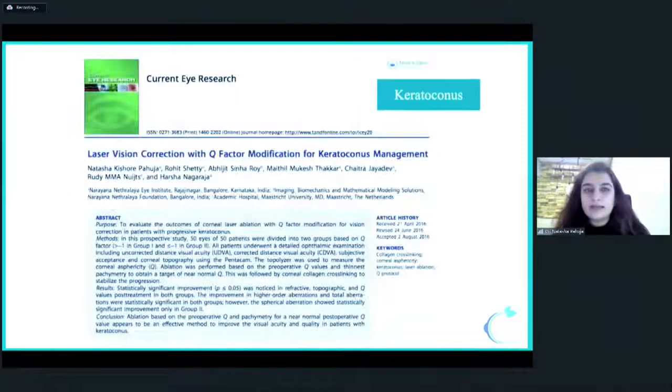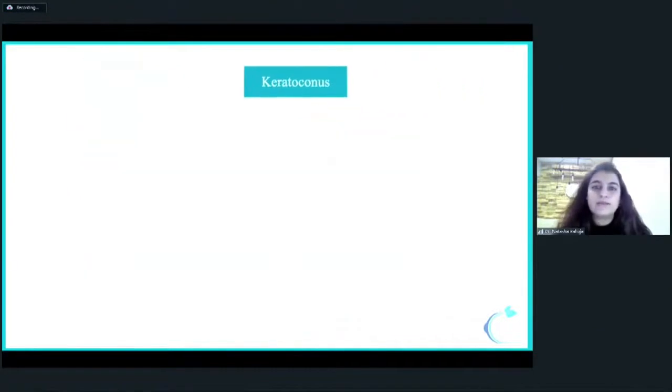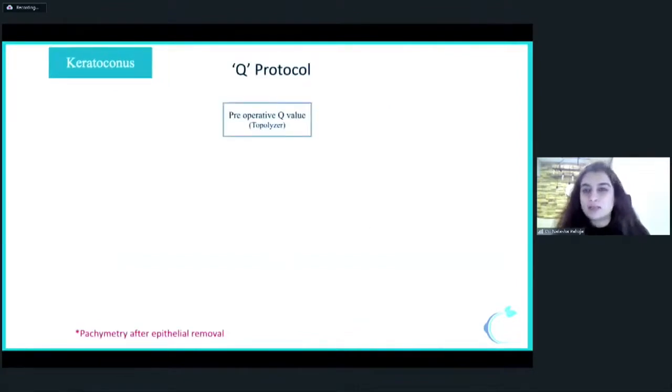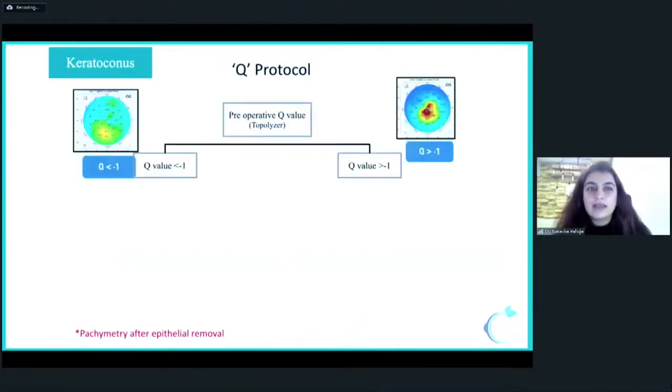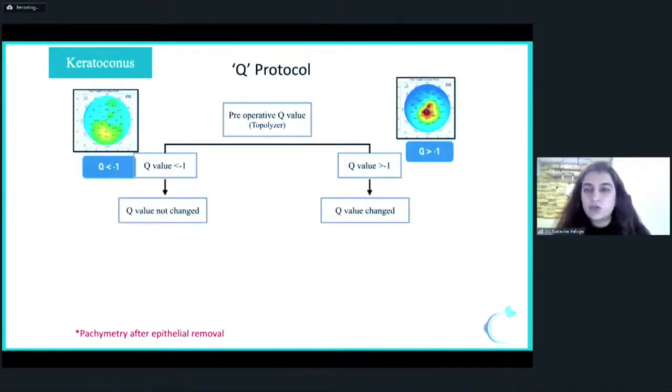Coming to the Wavelight, we have published this paper. It was called the Q protocol. And this is a very simple protocol. It is based on the corneal sphericity. Now, if we have a Q which is more than -1, along with the C4, C12 compensation that has been already explained, if the Q is more than -1, the Q is not changed.